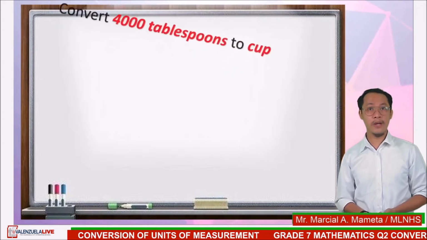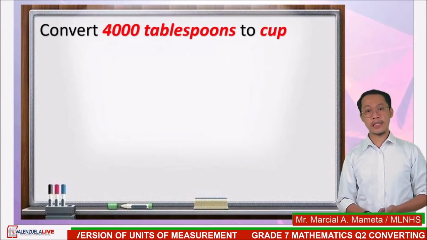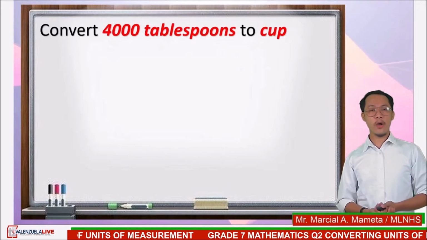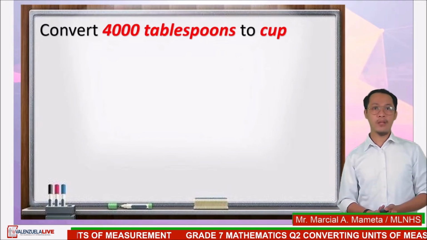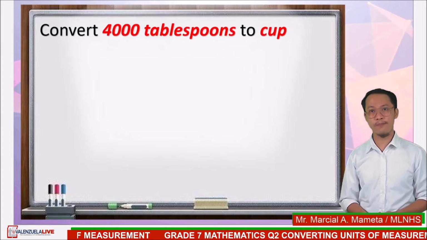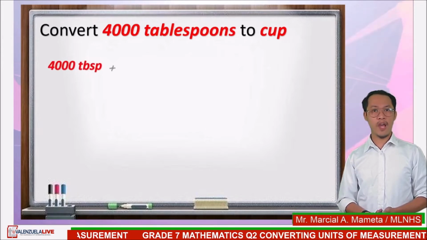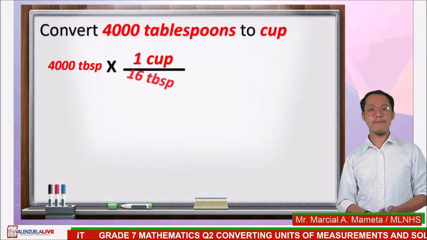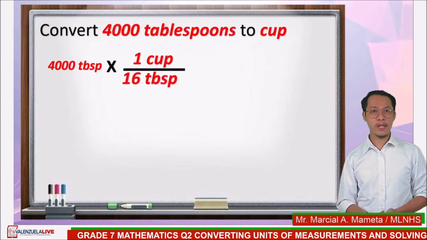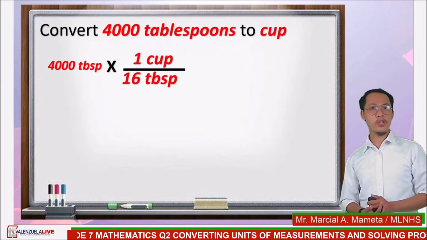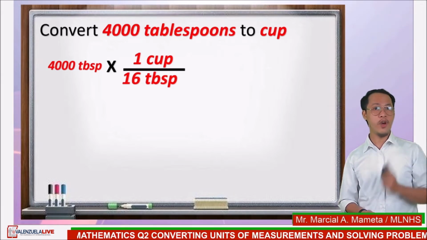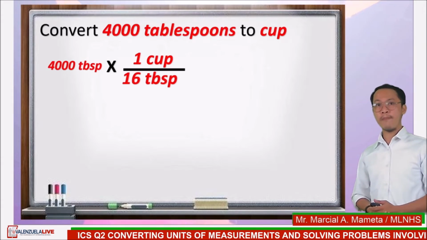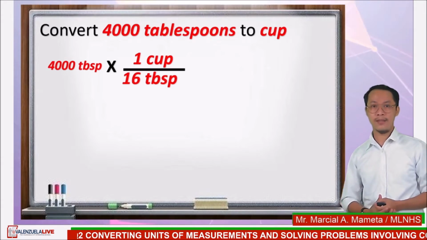Let us try another one. Just convert 4,000 tablespoons to cups. Again, both units are in the English system. Then we just have 4,000 tablespoons multiplied by 1 cup over 16 tablespoons. Again, the numerator is the unit you are converting to, and the denominator is the equivalent in the given. Remember that 1 cup is equal to 16 tablespoons.